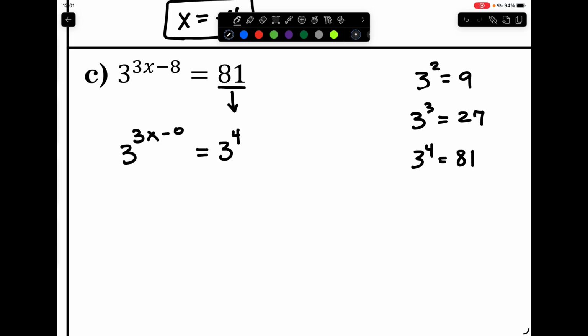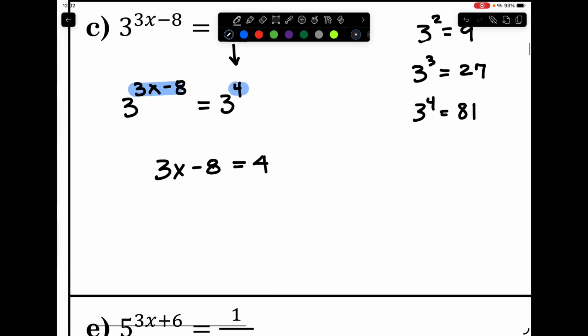By doing exactly that, we have an exponential equation. We have a power on the right side with a base of 3, and now we have a power on the left side with a base of 3. So, because the powers have the same base, that means that the exponents have to be equal to each other. So we can now simply ignore the bases and get 3x minus 8 and set it equal to 4.